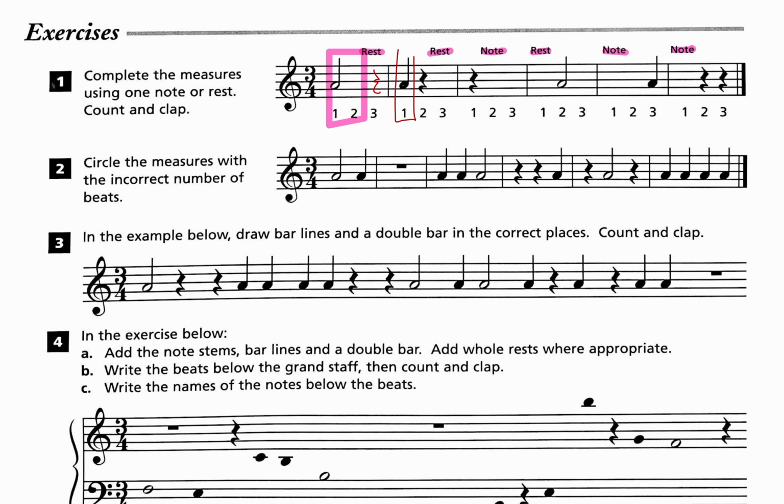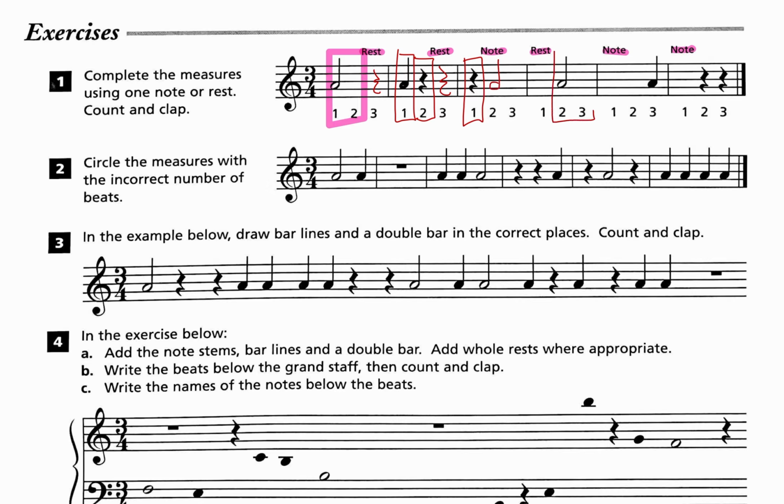Next, this quarter note gets 1 beat, this quarter rest gets 1 beat, we are still missing 1 beat, and it wants us to draw a rest. This quarter rest gets 1 beat, which means we are missing 2 beats, and it wants a note that is worth 2 beats, which is a half note.